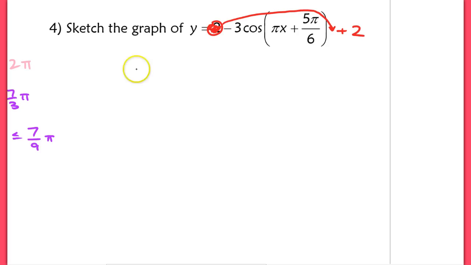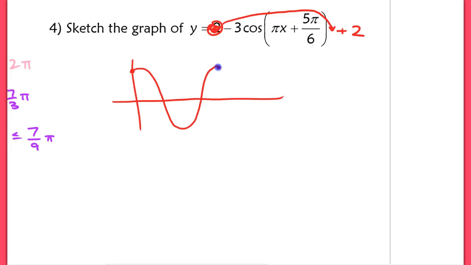Okay, now when I graph a regular cosine function, I start here at 0, 1, I come down, back through, and I end here up at 1 again. But in this case, because I have this negative, it's going to reflect over the x-axis, which means that it's actually going to look like this. Okay, so I'm going to erase that guy. I'm also going to erase the y-axis here because I don't know where it starts and where it stops.